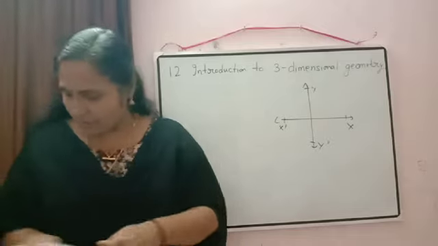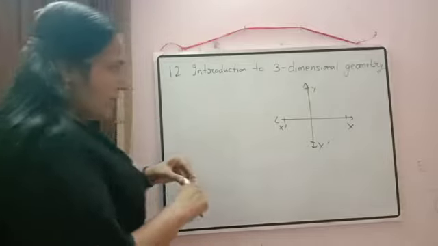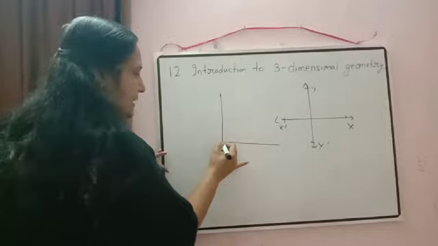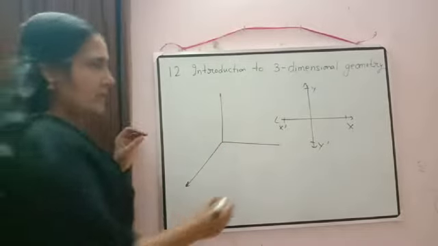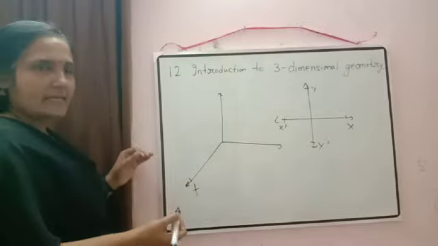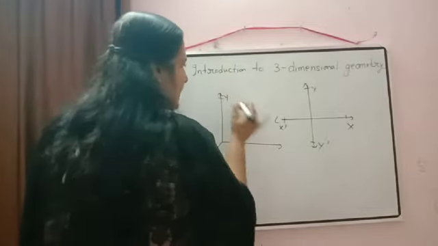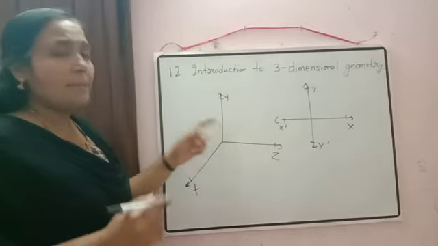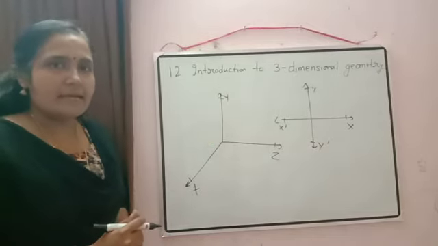Now how will we draw it? Normally we will draw in this way only. First the x-axis, the y-axis, and in this way the z-axis will come. But in some textbooks, this one we consider as the x-axis, this one as the y-axis and this one as the z-axis. So all these three will be perpendicular to each other.